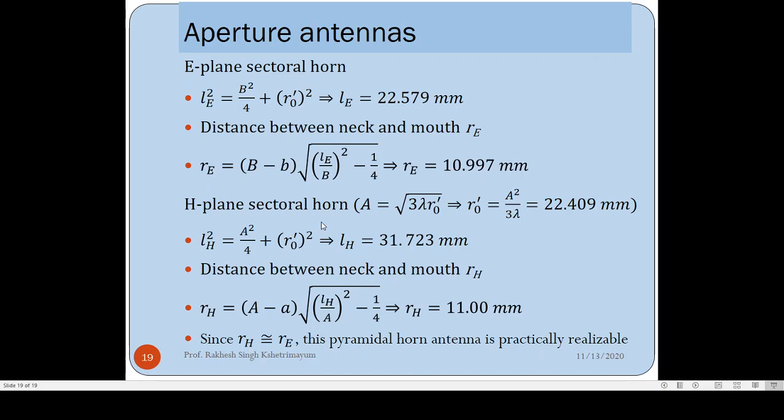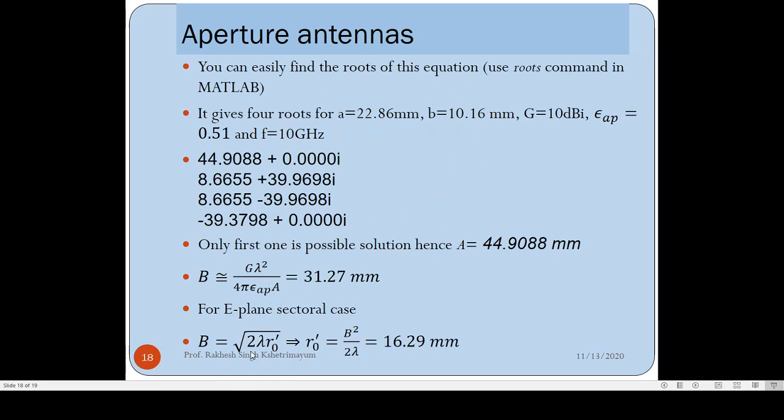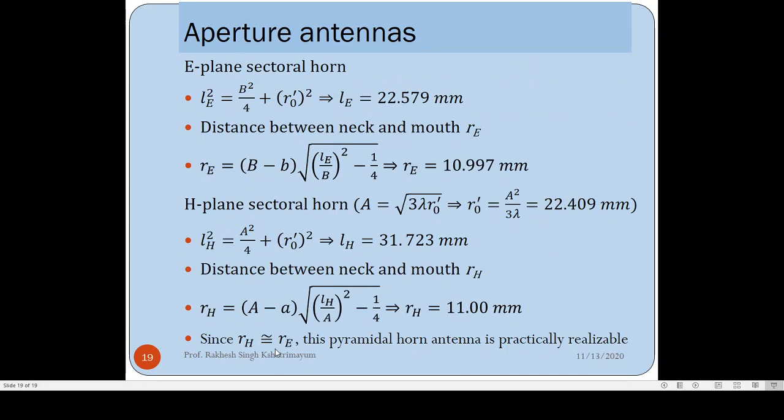We can also calculate this for the H-plane case. For the H-plane sectoral horn antenna, the optimal value of A for the optimal gain was square root of 3 lambda R naught dash. It is square root of 2 lambda R naught dash here, but here it is square root of 3 lambda R naught dash. You need to keep that point in mind. So R naught dash for this case is A square by 3 lambda. It's 22.409 millimeter. So now you can find out flaring length in the H-plane as square root of A square by 4 plus R naught dash square, which turns out to be 31.723 millimeter.